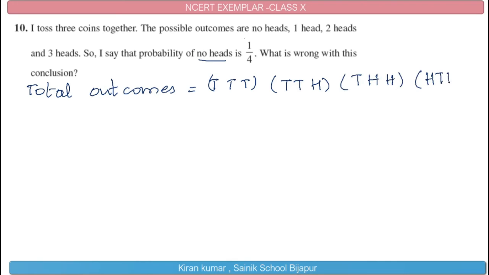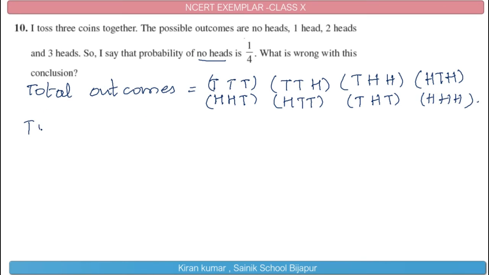First one head, second one tail, and third one head. It can be 2 heads followed by 1 tail, 1 head followed by 2 tails. Then this is another possibility, and the last chance would be all the 3 heads. So the total number of outcomes is 8.